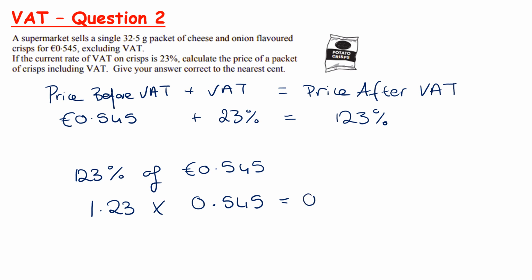And we end up with 0.67035. They want that correct to the nearest cent, so that is 67 cents. If they'd asked us for the actual VAT amount, finding 23% would make the most sense. But when we're being asked to find the price including VAT or after VAT, it's always much better to use the shortcut. It's much quicker.